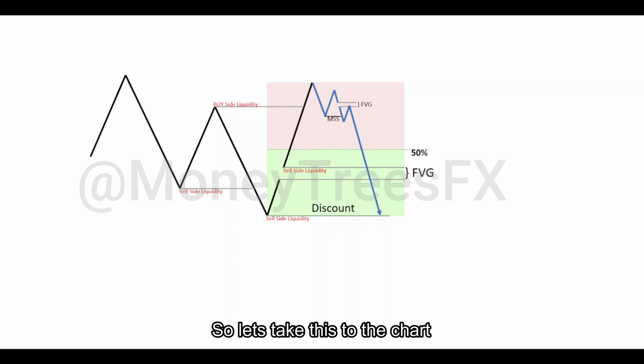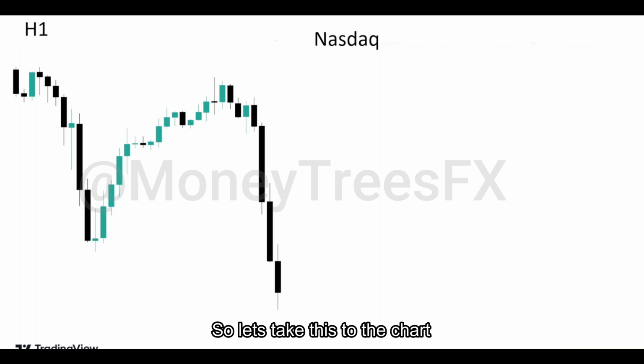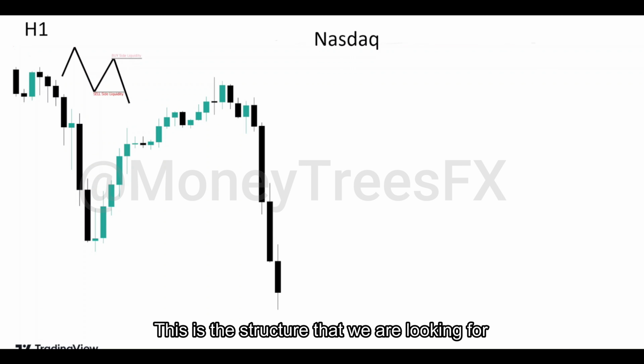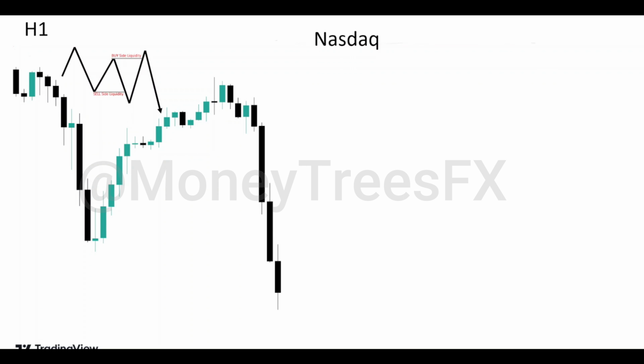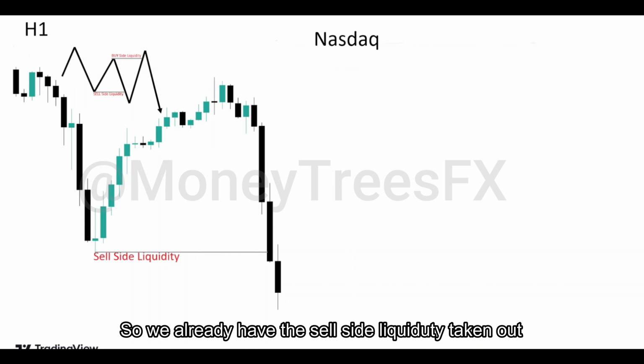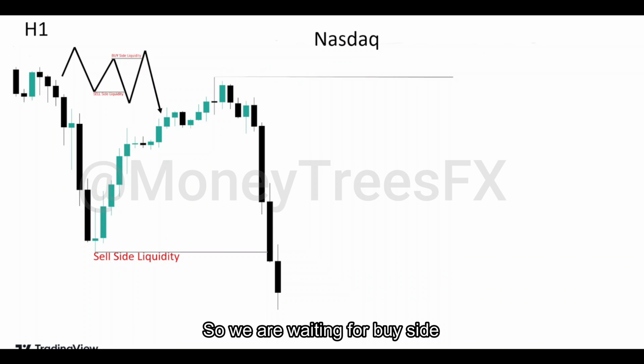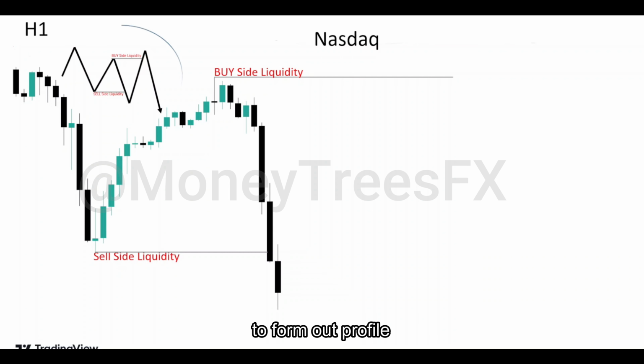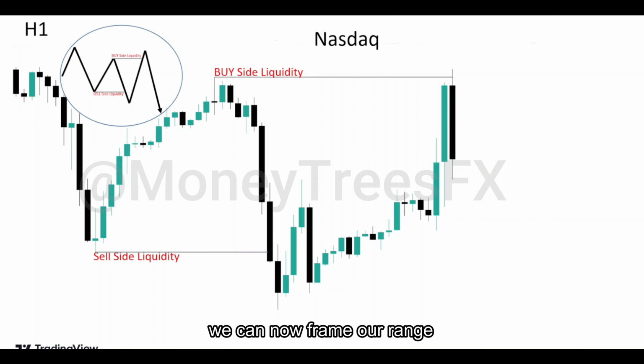So let's take this to the chart. We're back on Nasdaq. This is the H1 time frame. This is the current market structure that we have in front of us. This is the structure that we are looking for, just like you saw it in the previous slide. We already have the sell side liquidity taken out, so we're waiting for buy side to be taken out to form our profile. When that happens, we can now frame our range from premium to discount.